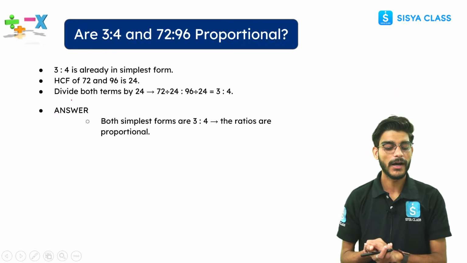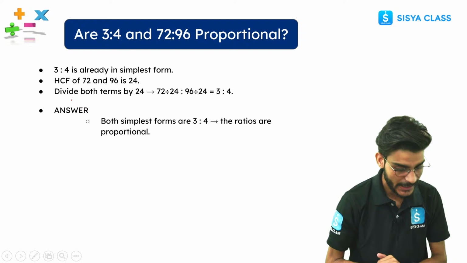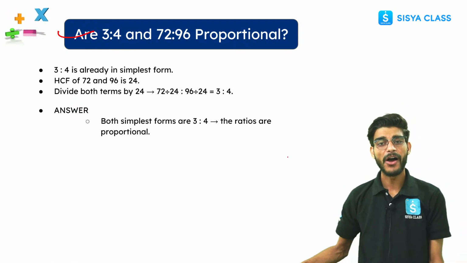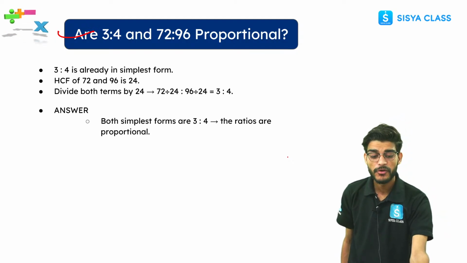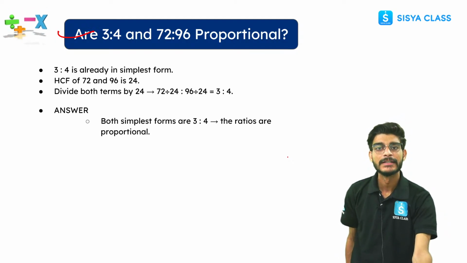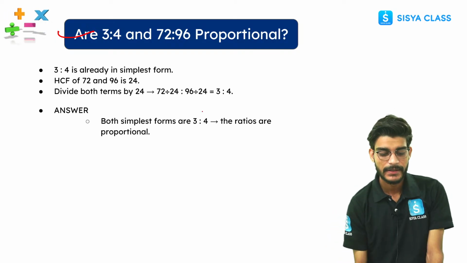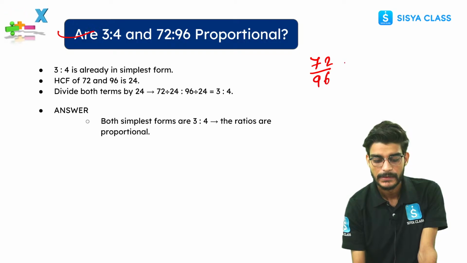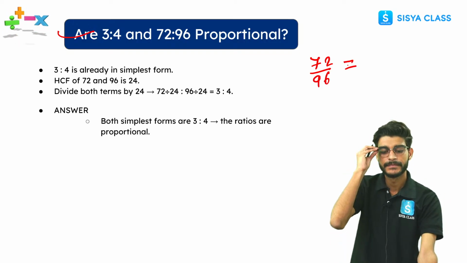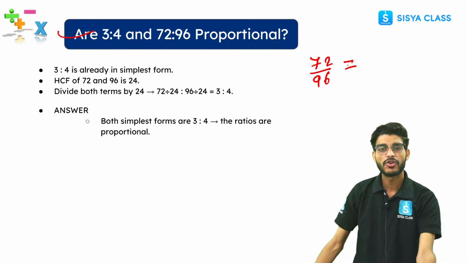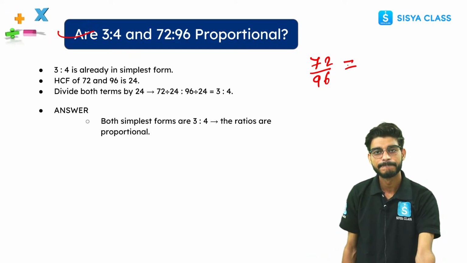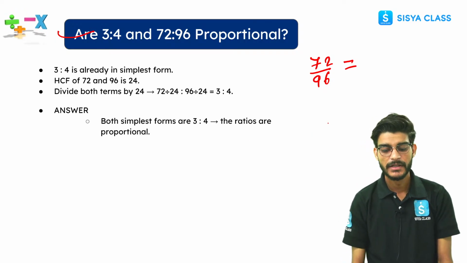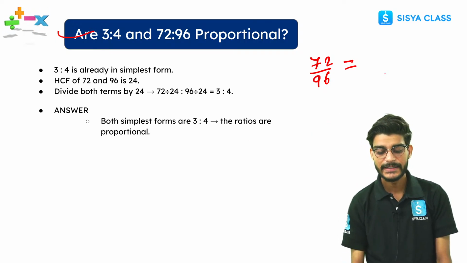Now let's come to a question, and tell me in the comment box whether 3/4 and 72/96 are proportional or not. How will you check it? I told you the HCF method. For 72/96, what is the highest common factor of 72 and 96? Tell me. 24. Yes, 24.